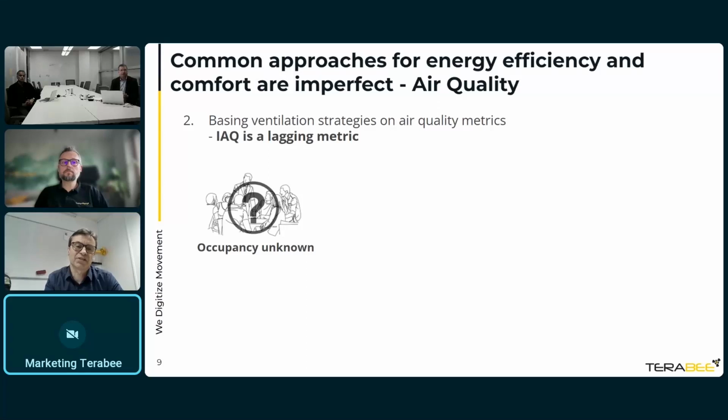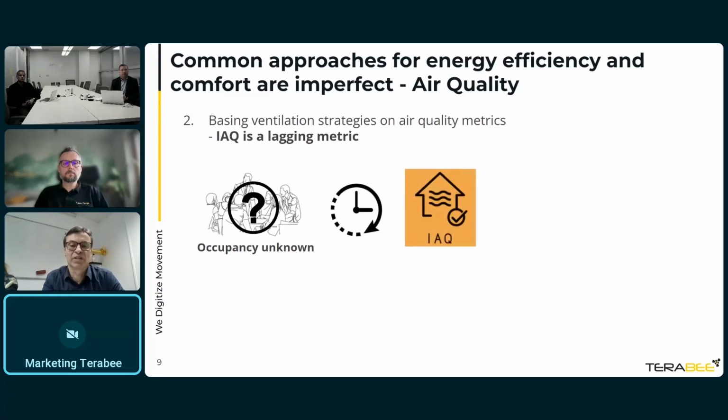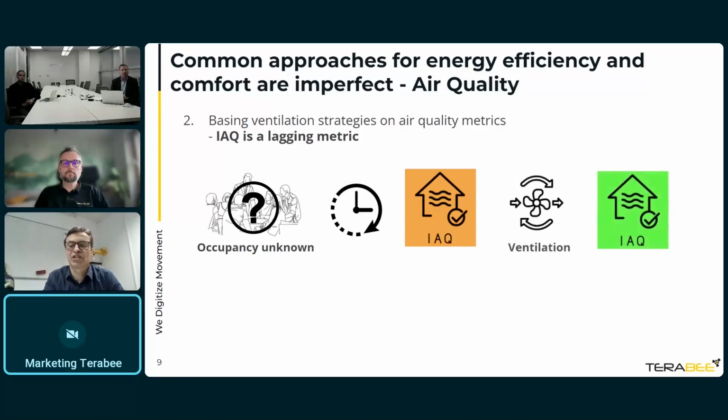To illustrate this, if we take a building space or an office space, and we don't know the occupancy, well, over time, we can expect that the air quality will start to degrade with the presence of people, and an air quality sensor can detect that and then engage a ventilation approach that brings the air quality back to the desired levels.